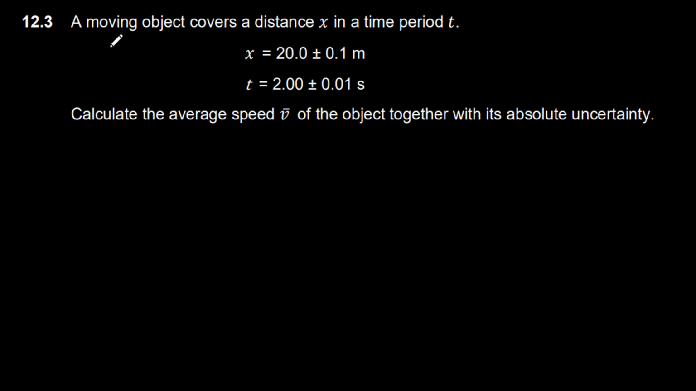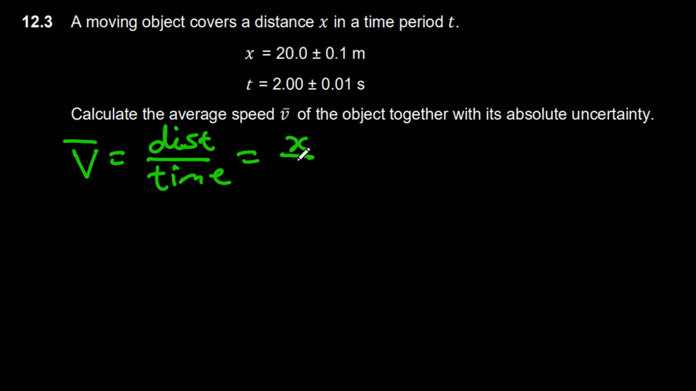Let's look at 12.3. It says a moving object covers a distance x in a time period t. And we are given these values for x and t together with their absolute uncertainties. Calculate the average speed, v bar, of the object together with its absolute uncertainty. So let's just find the average speed. We know that it's distance over time.